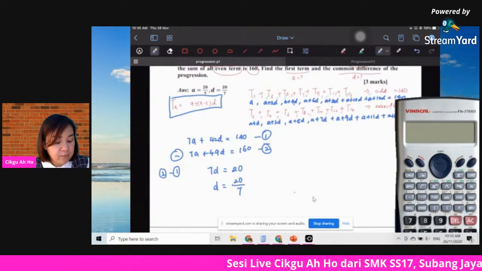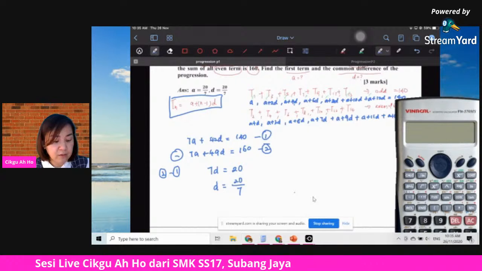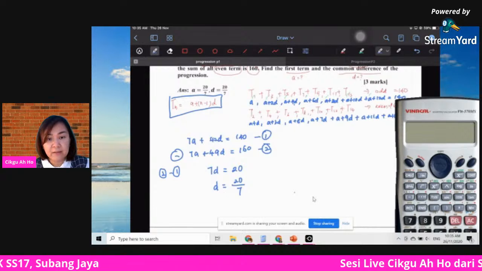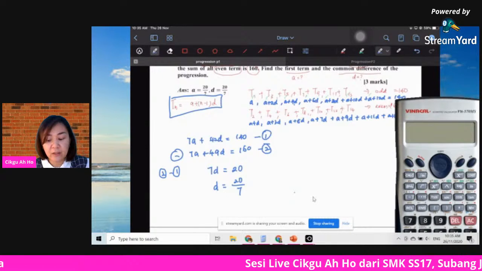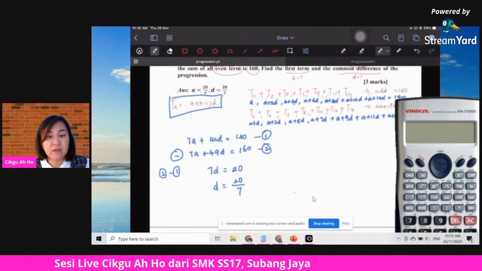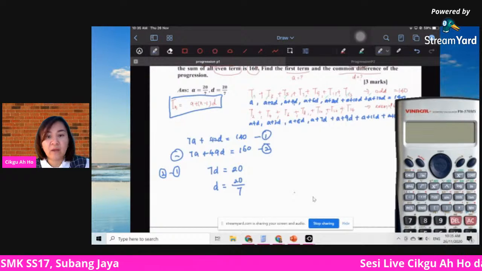Can or cannot? Everyone looks quiet. Okay, no comment. So everybody can understand how you get the answer of D. Okay. So after you get your D, you can substitute in any one of the equation, either equation 1 or equation 2 to get your value of A.